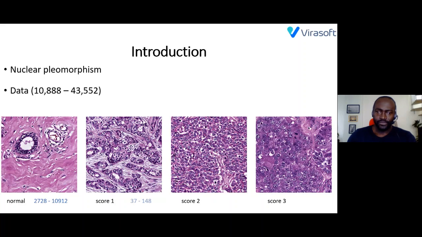One problem we face, however, is in score 1, you can see that there are very, very few samples. So if you compare score 1 to score 2, for instance, score 1 has, we had only 37 samples, and in score 2 we had over 4,500 samples. This is a classic problem of machine learning, but there are strategies to mitigate it.